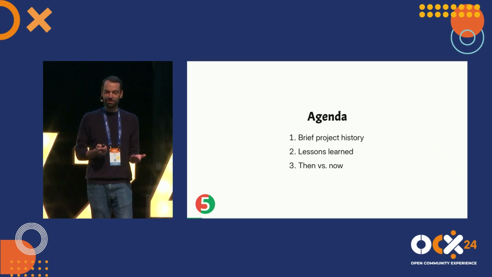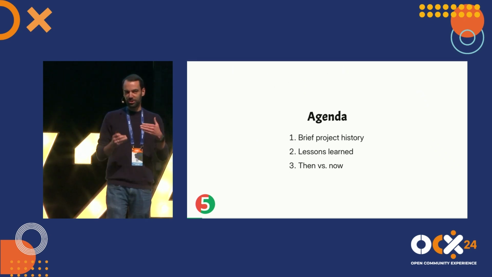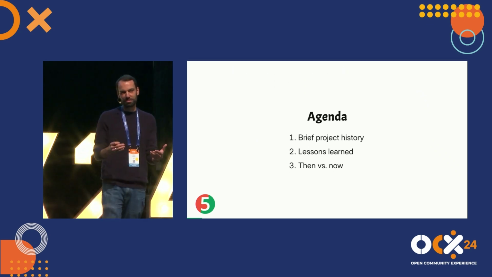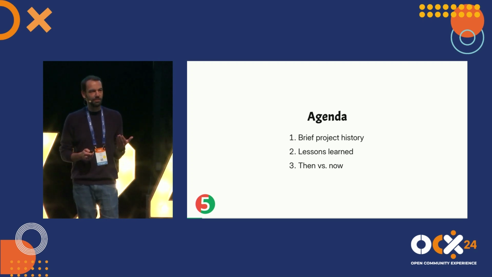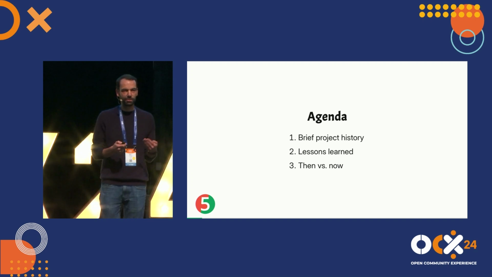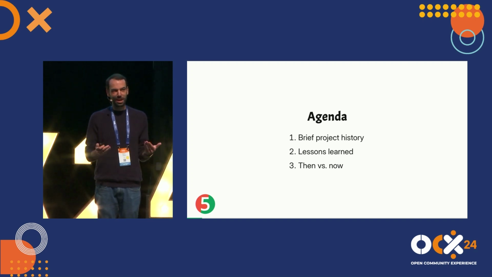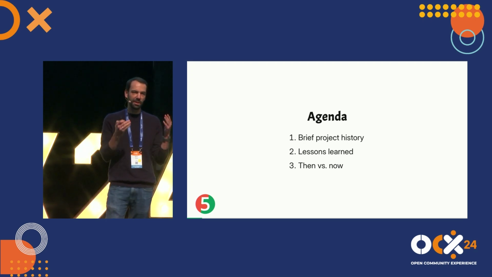And the agenda for today is we're not going to talk so much about JUnit features. We're more on the meta level: how have we been evolving JUnit over the past 10 years? So I'm going to start with a brief project history as I see it, and we're going to go over some lessons learned in a few categories, what we've tried and what we've maybe failed at or what succeeded over the last 10 years. And last but not least, we're going to compare JUnit then, 10 years ago, versus now.